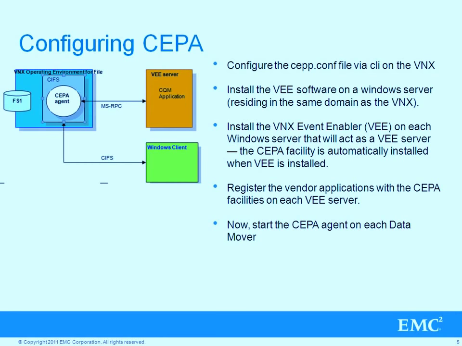Now, the CEPA facility is automatically installed, as well as Kava, when you install that VEE software. We'll need to register the vendor applications with the CEPA facilities on each VEE server, and then we'll have to start the CEPA agent on each data mover.